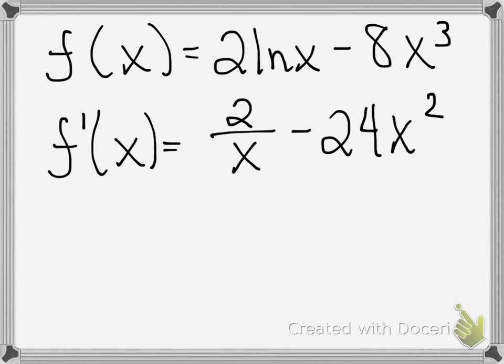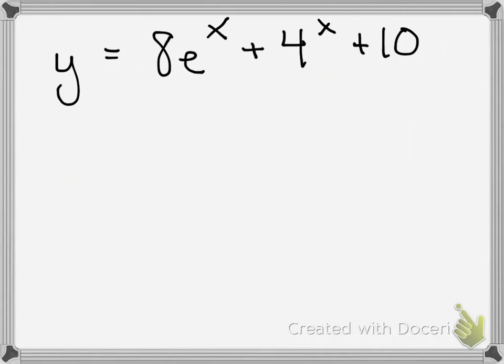Okay, so for the natural log, the ln turns into 1 over x, and then we're multiplying it by 2. So that's where the 2 over x comes from. And then for the minus 8x to the third, you guys have already learned this rule. The 3 is going to come down, multiply by the 8, which is where the 24 comes from, and then you subtract 1 from your exponent, so that becomes 2. Okay, let's try another one.